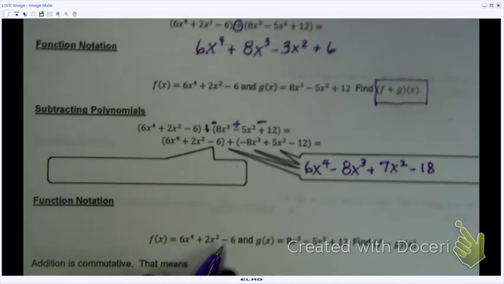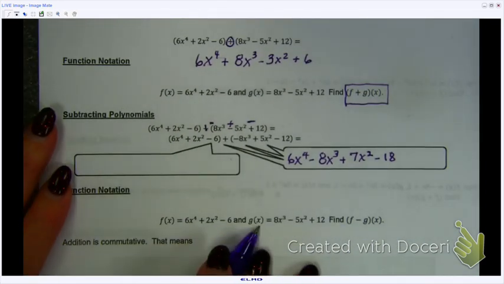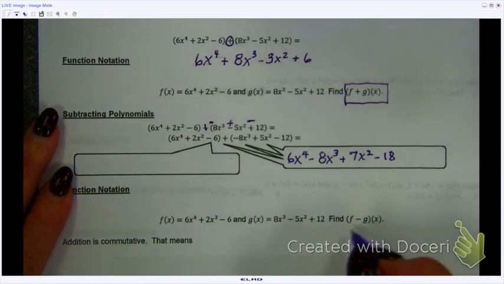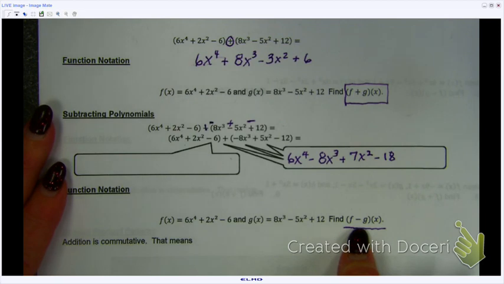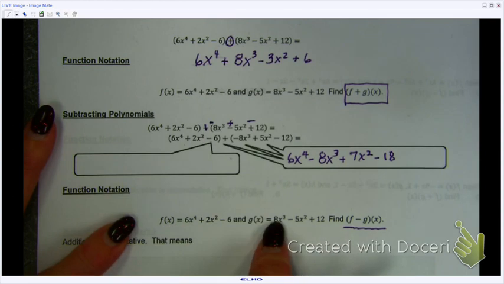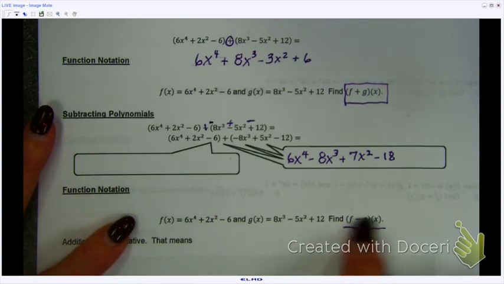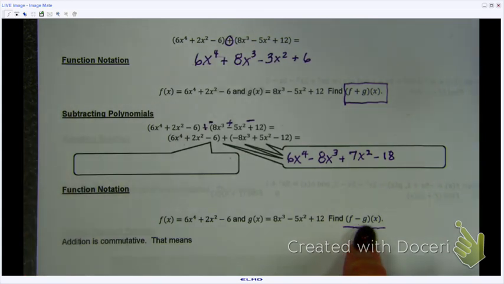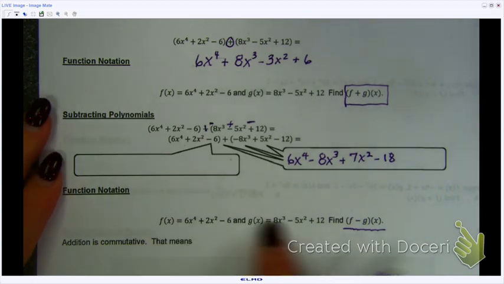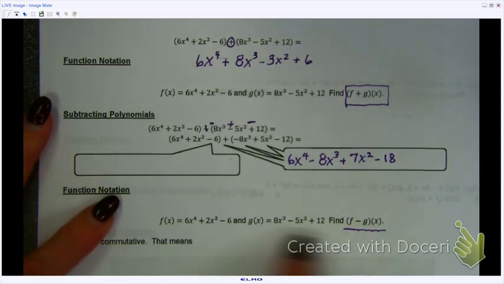So the next one, we're given the two functions, and then we're told to find f minus g. So what are we doing here, adding or subtracting? Subtracting, because it says f minus g. Remember that the order matters here for subtraction. For addition, it doesn't. Addition is commutative. 2 plus 3 is the same thing as 3 plus 2. But 2 minus 3 is not the same thing as 3 minus 2. So you must do it in the correct order for subtraction.